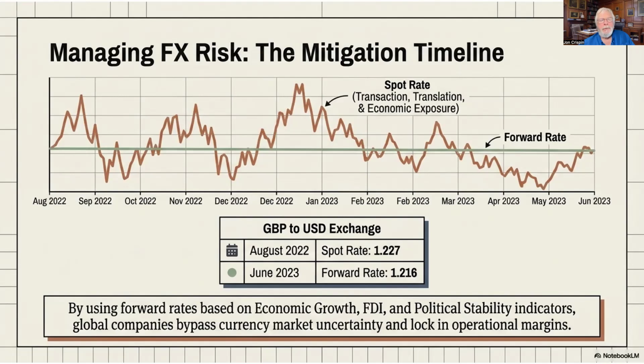This is taking the Great British Pound, or GBP, to the U.S. exchange, and you can see how it has fluctuated. But by using forward rates based on economic growth, the FDI, and political stability indicators, global companies bypass currency market uncertainty and lock in operational margins. So this kind of helps them understand not just today, but what to expect tomorrow.